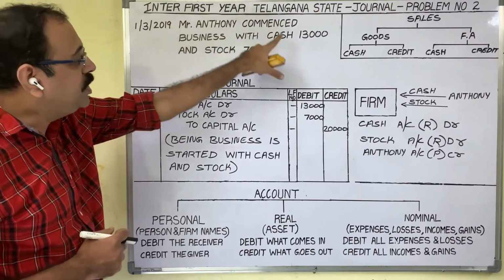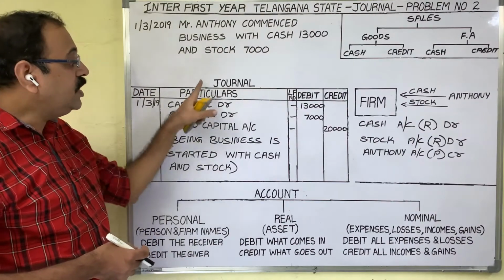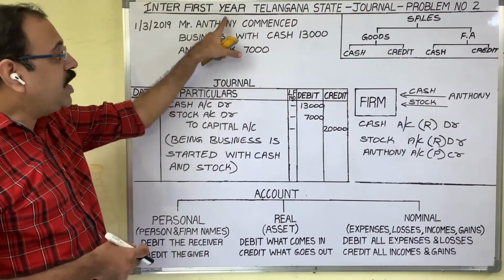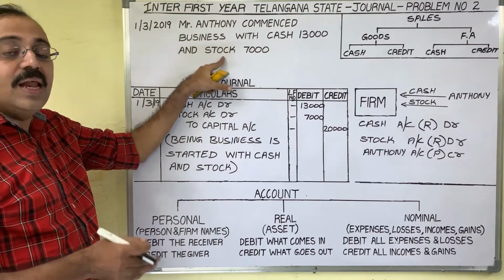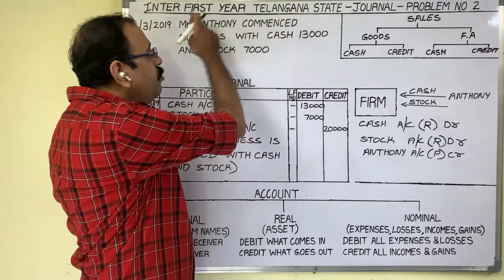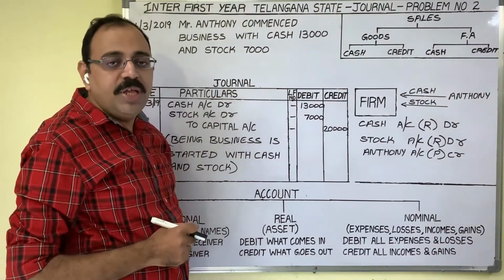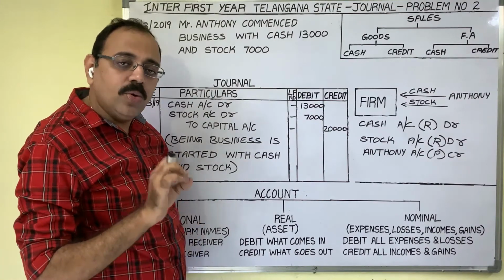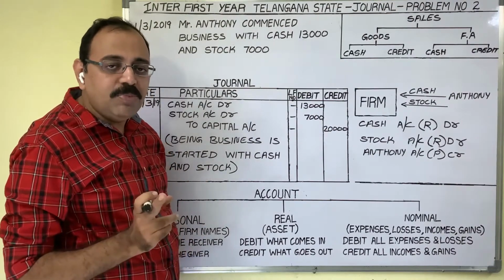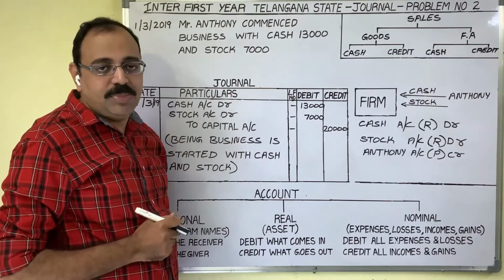Now for this business transaction, we should write a journal entry in the journal book. While writing journal entries, there are some steps. First step: in every business transaction, minimum 2 accounts will be there. We should identify those accounts. Second step is grouping. Third step is applying the double entry principles.